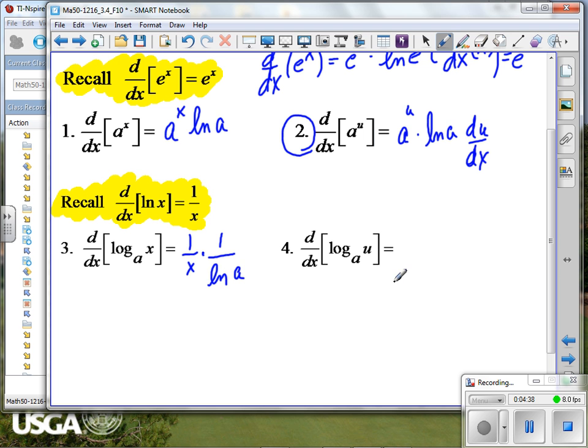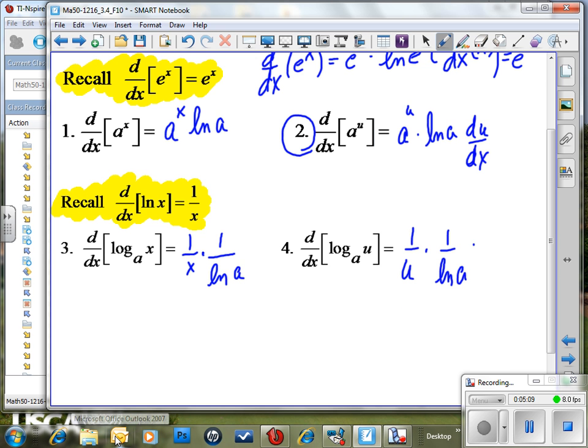Okay, well let's look at this. This is, again, the more complicated one. You don't have a log of base e, and you don't have just a simple x up here. So what are we going to do? Well, first thing you do is take the reciprocal of the quantity. 1 divided by u times, same thing we did over here, 1 divided by the natural log of the base of that logarithm.